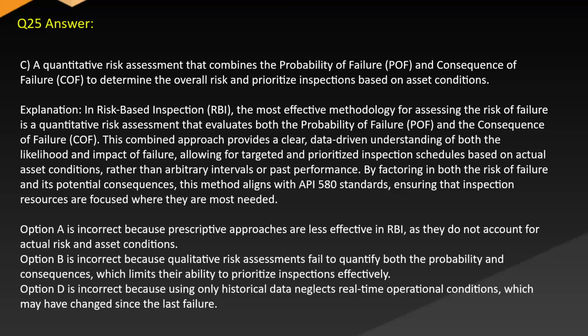By factoring in both the risk of failure and its potential consequences, this method aligns with API 580 standards, ensuring that inspection resources are focused where they are most needed. Option A is incorrect because prescriptive approaches are less effective in RBI, as they do not account for actual risk and asset conditions. Option B is incorrect because qualitative risk assessments fail to quantify both the probability and consequences, which limits their ability to prioritize inspections effectively.